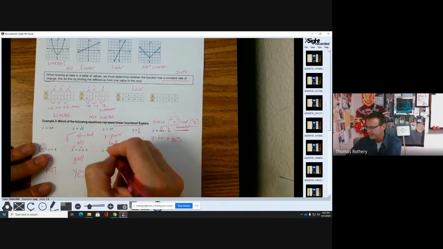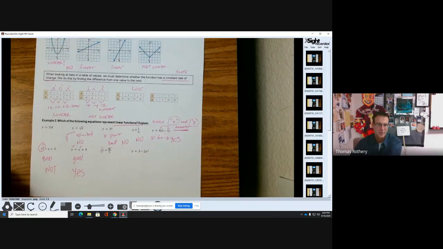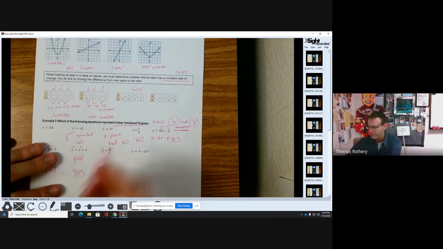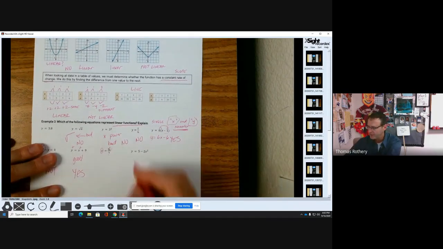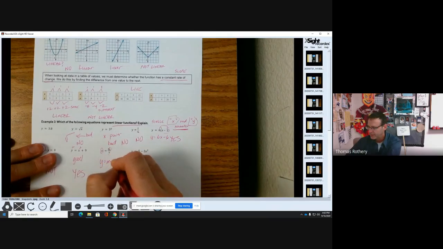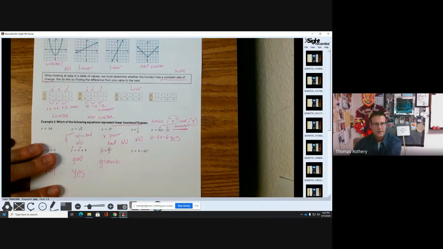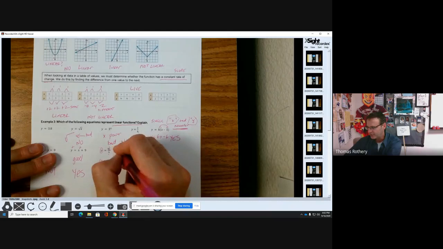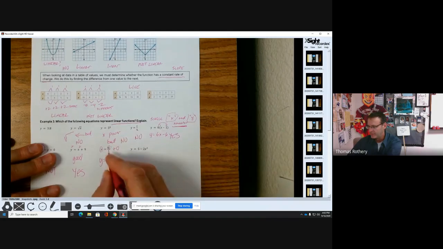Here you have a single x and a single y, and I'm not really taking an operation to each of them. I'm just putting a 3/5 with it, and that's okay. That follows this form. Your b is actually 0, and your m is 3/5, so that is also a yes.